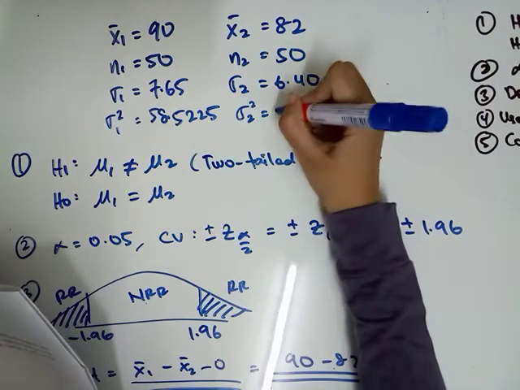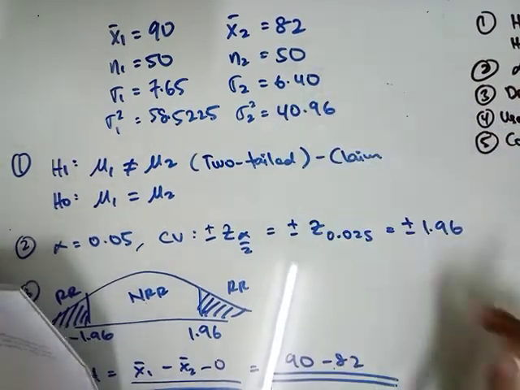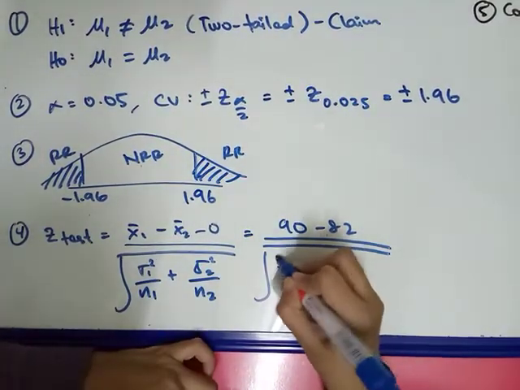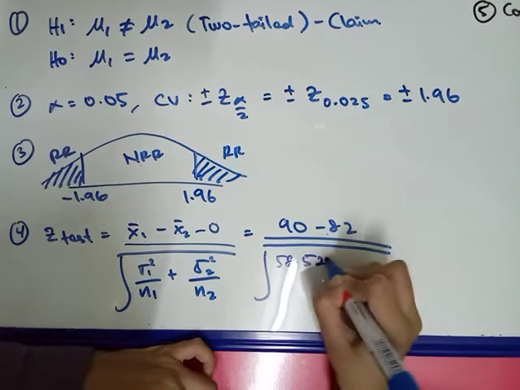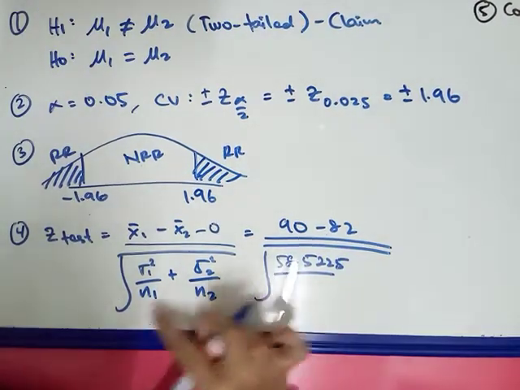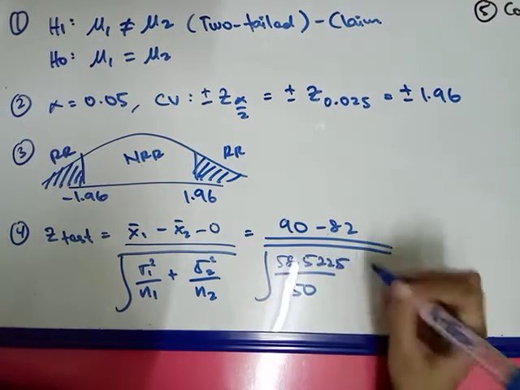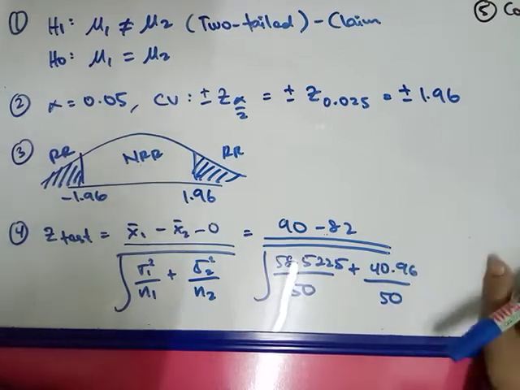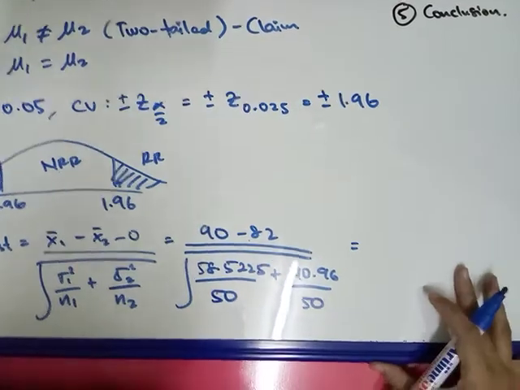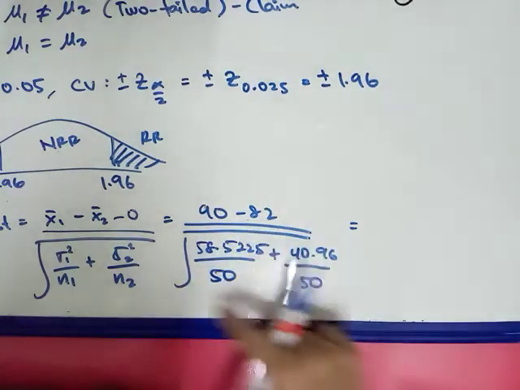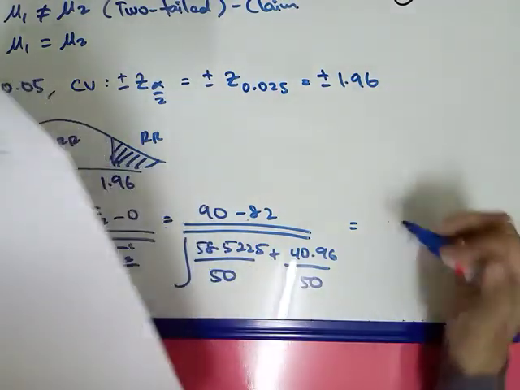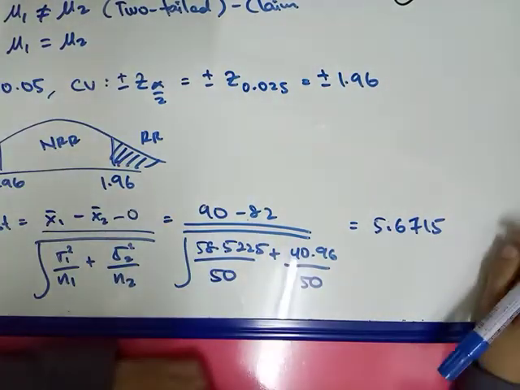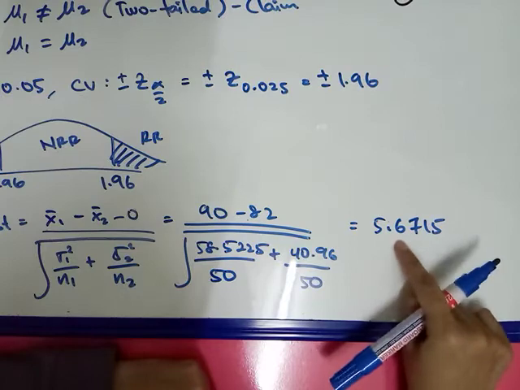And then variance 2 is 6.4. Awak square, awak akan dapat 40.96. Okay, 40.96. And then substitute into formula. 58.5225 over punya sample size is 50 plus 40.96 over 50. Okay, and then calculate. Okay, awak calculate yang ni. Okay, you will get the last answer is 5.6715. Okay, awak calculate ni, awak akan dapat 5.6715.